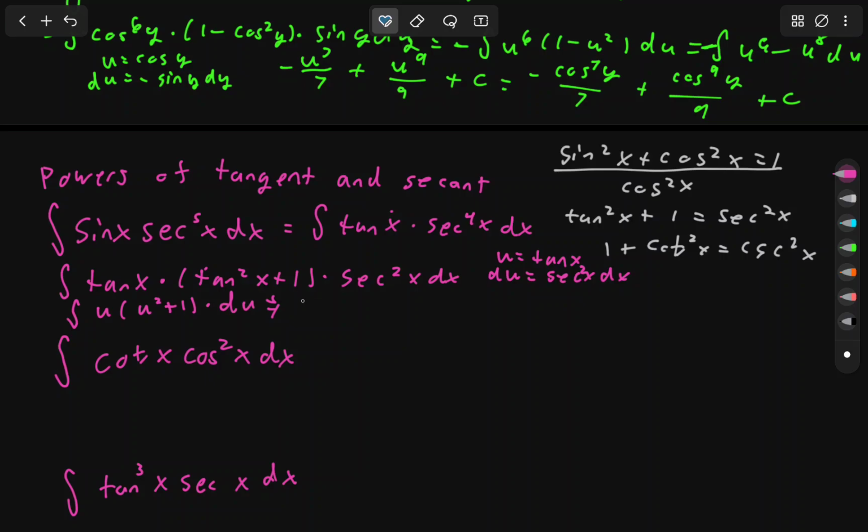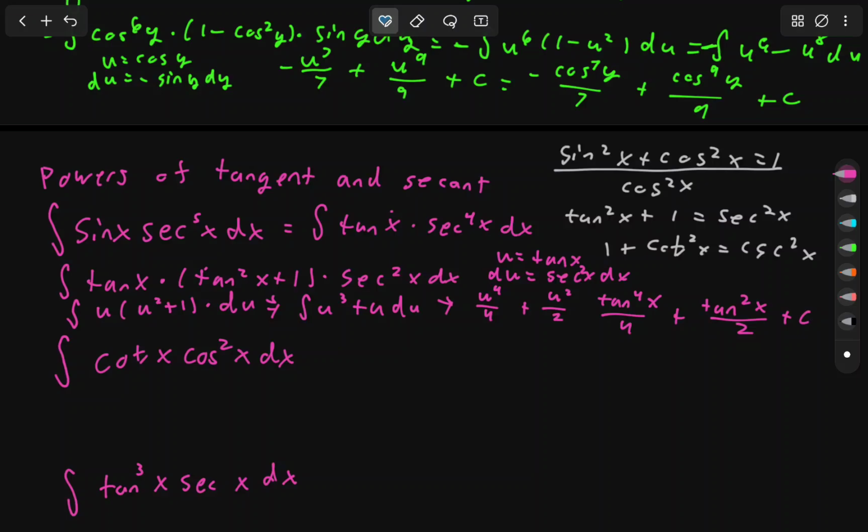Now we just have to distribute, so we get the integral of u cubed plus u du. This becomes, whenever we evaluate it, u to the 4th divided by 4 plus u squared divided by 2. What's u? U is tangent, so we get tangent to the 4th of x divided by 4 plus tangent squared of x divided by 2. And then always remember the constant of integration, c.